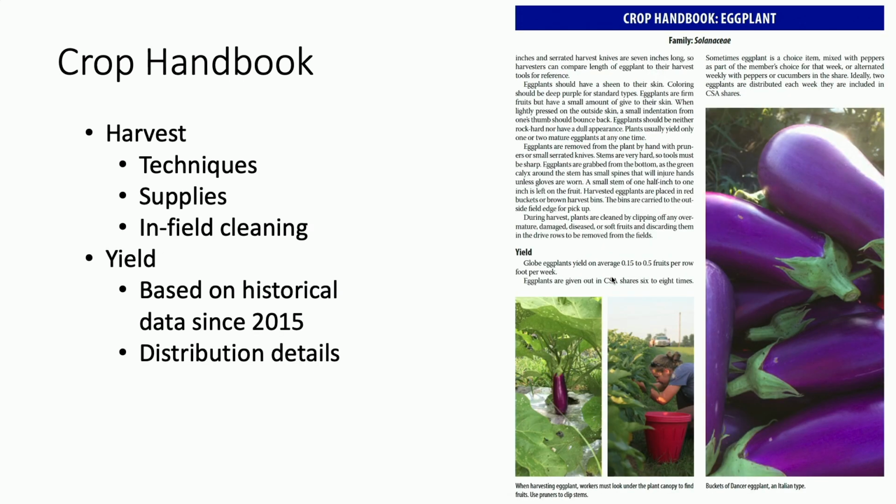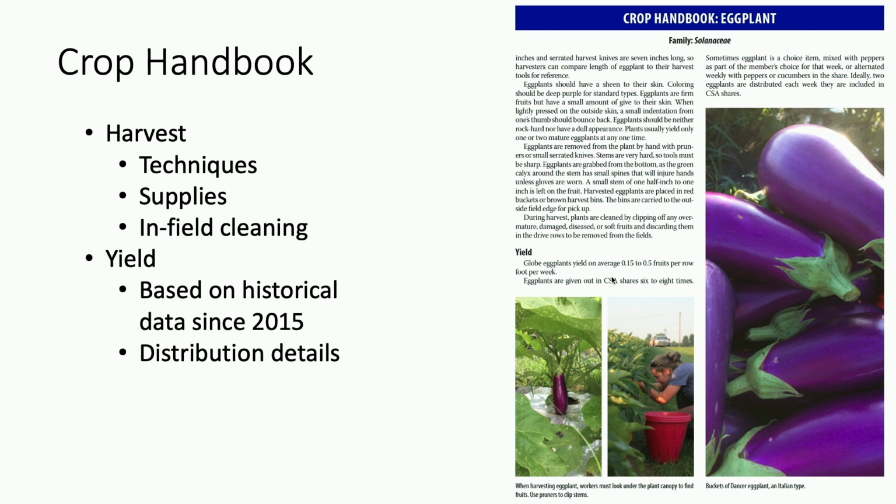And then in the crop handbook, we continue and talk about harvest. What are our techniques for harvesting? What tools are we using to harvest that? And is there any kind of cleaning in the field that we're doing when we harvest it? And then yield is going to be based on some of our historical records dating back to 2015, looking at our average yield on that crop on a per row foot basis. And then in this context of the CSA, how are we distributing it?